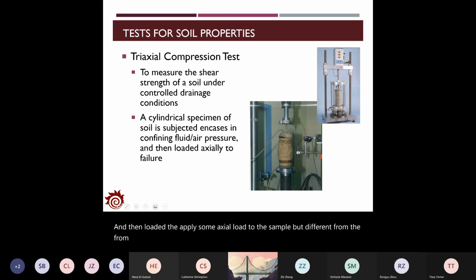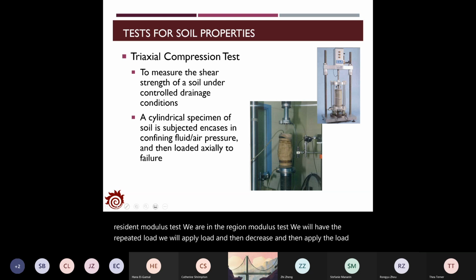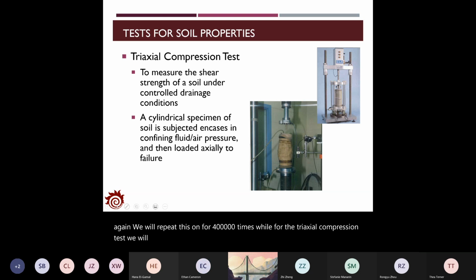resilient modulus test, where we have the repeated load. We apply load and then decrease, and then apply the load again. We repeat this hundreds and thousands of times. While for the triaxial compression test, we apply a constantly increasing load until the sample fails in the test, which means that you will see significant deformation of the sample, as you can see in this figure.